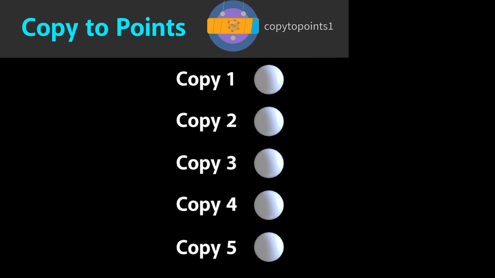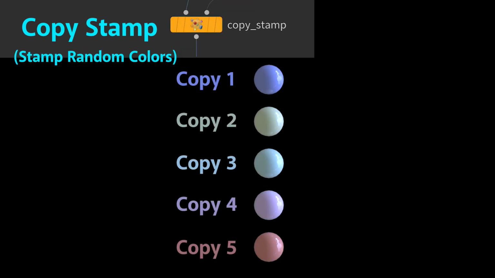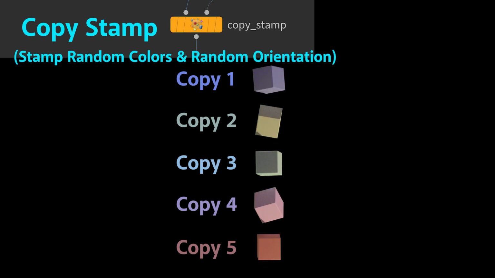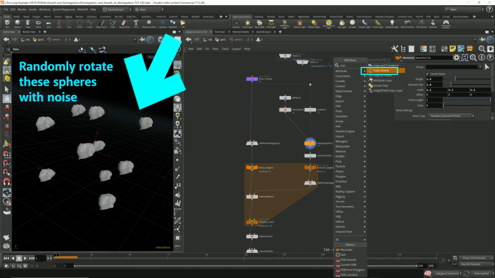So copy to points is sort of like doing iteration. It does a copy every single time. A copy stamp will do the same thing. It'll copy and it'll attach a variable every single time it copies the node. So we can attach a random variable to every copy iteration, and then randomly rotate these spheres.